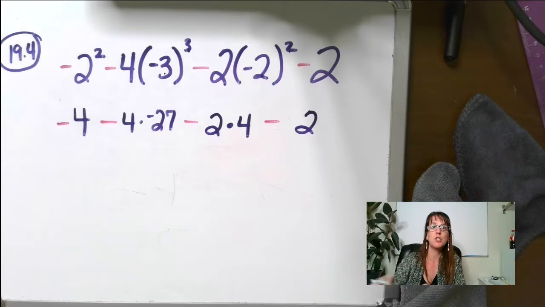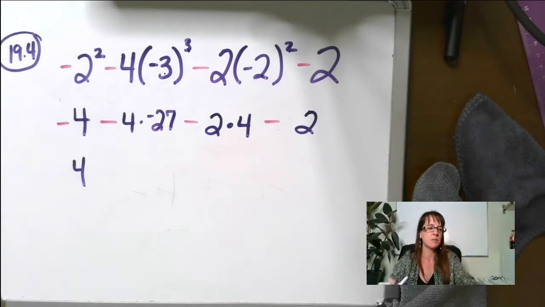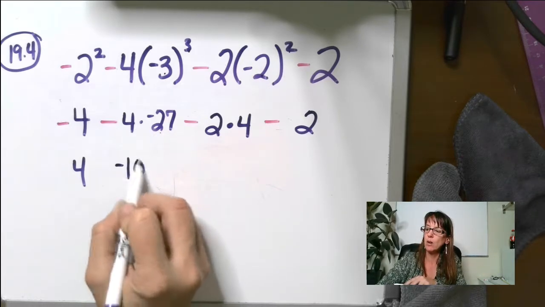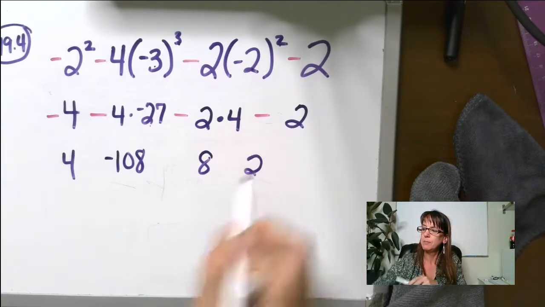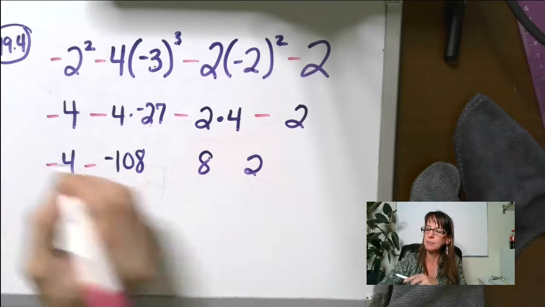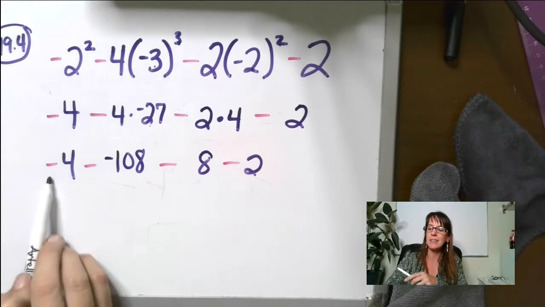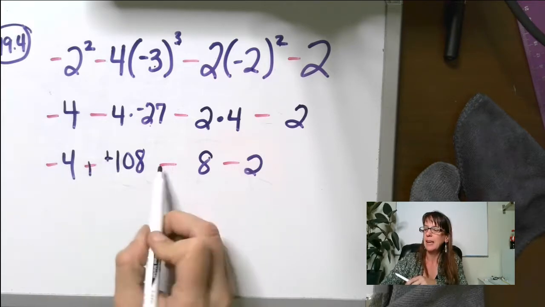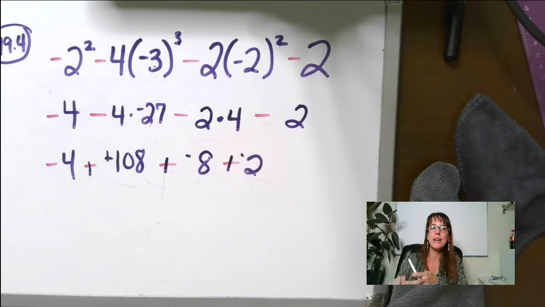Let's do all that work. We have 4, and then 27 times 4, I have no idea, I don't feel like doing it. 108. So that's negative 108, because a positive times a negative is a negative. This right here is 8, this is 2. Let's bring down our signs. Now we have all addition and subtraction left, so we need to add the opposite. I'll just leave it. Add, and the opposite of negative is positive. Add, and the opposite of positive is negative. Add, and negative.